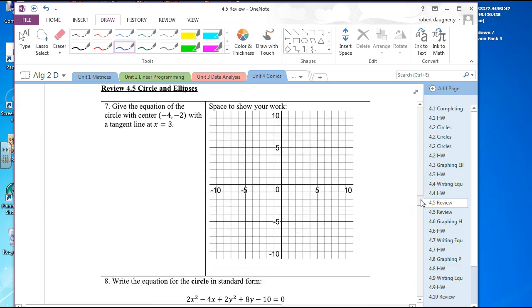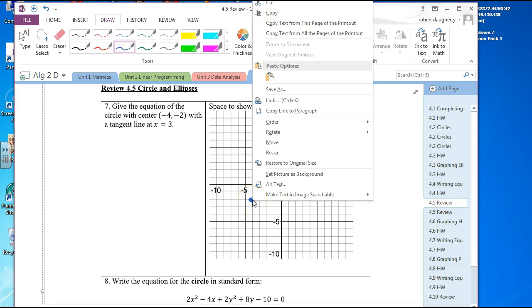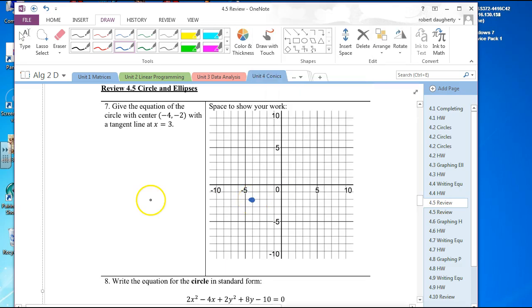Give the equation of the circle with a center at -4, -2. So here we are at -4, -2, and a tangent line at x equals 3. If I were to draw a line, that's the line x equals 3. So if this is the center, what my circle does is something like this.